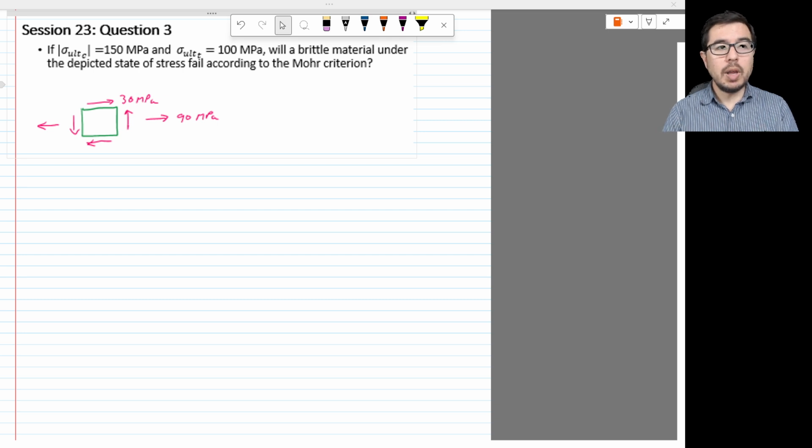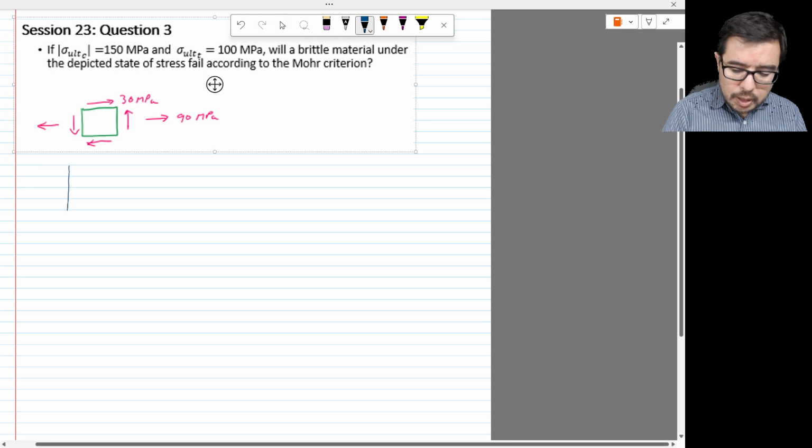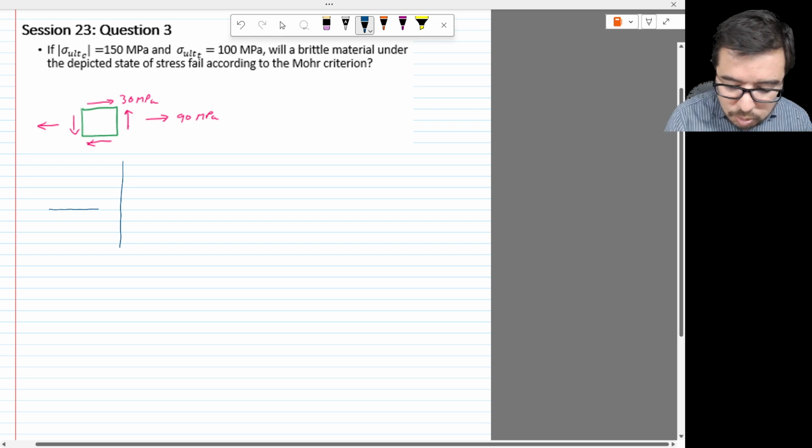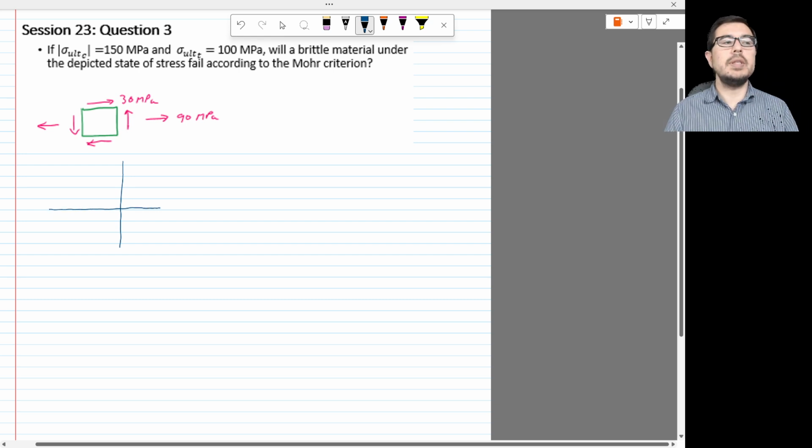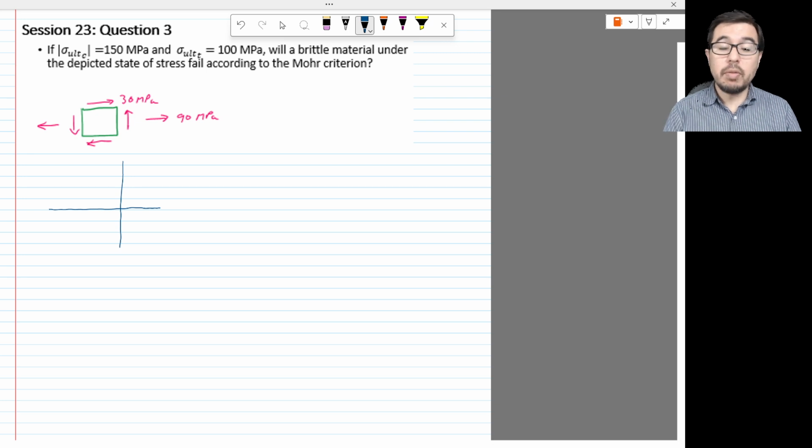a sigma 1, sigma 2 plot. And then we'll figure out the state of stress, and then go back to the sigma 1, sigma 2 plot and figure out whether or not failure might be occurring. As a recollection, the Mohr criterion compensates for the fact that the compressive strength for brittle materials, the magnitude of it, is often greater than the ultimate tensile strength.